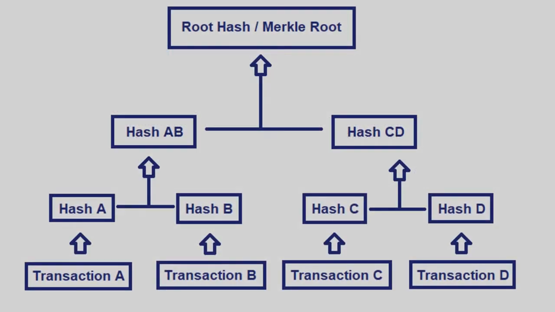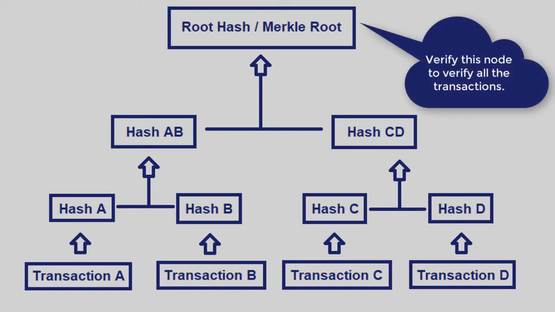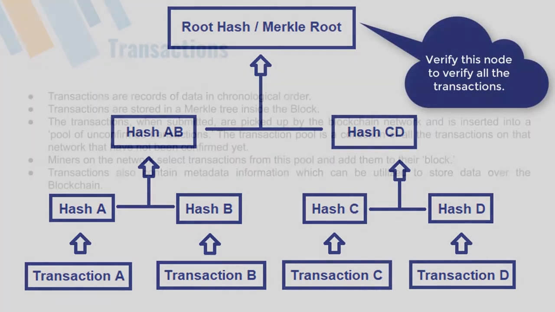What is a Merkle tree? A Merkle tree is a tree which uses the hash of the transactions as the leaf nodes. So this tree makes sure that if you only verify the root node of the tree, you are able to verify all the transactions present inside the block.